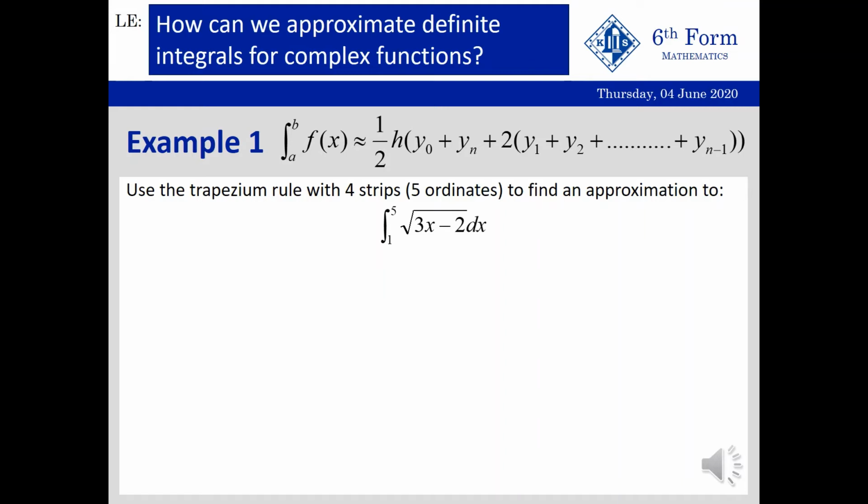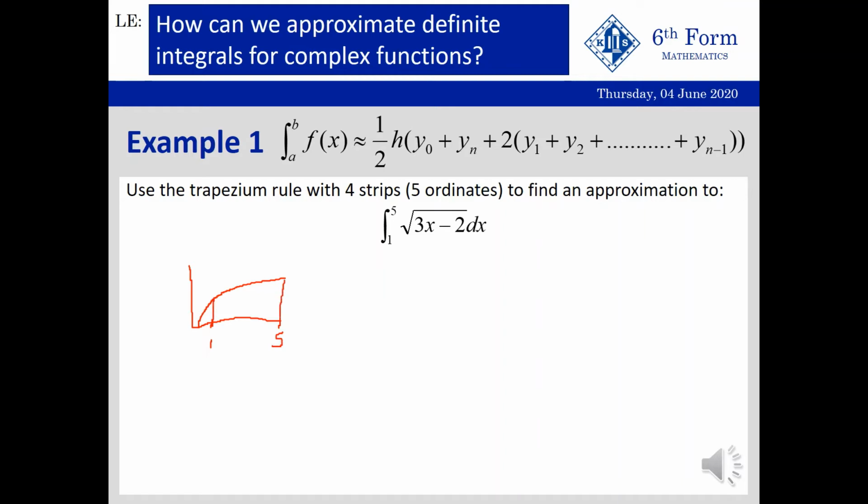So let's take a look at a question we can use the trapezium rule to solve. So we've been asked to use the trapezium rule with 4 strips of 5 ordinates. We'll talk about what this means in a second, to find an approximation to the integral using limits of 5 and 1 for the square root of 3x minus 2 with respect to x. My strong recommendation is you always do a little bit of a rough sketch. I really don't care if it's anything like what the actual function looks like, but we'll sketch something out to try and use it. And we've been asked to do limits between 1 and 5, looking something like this.